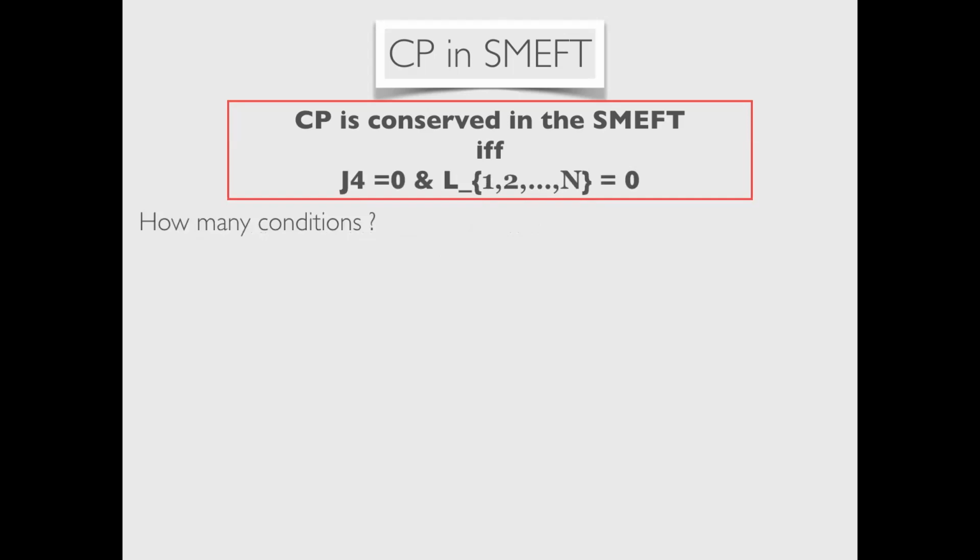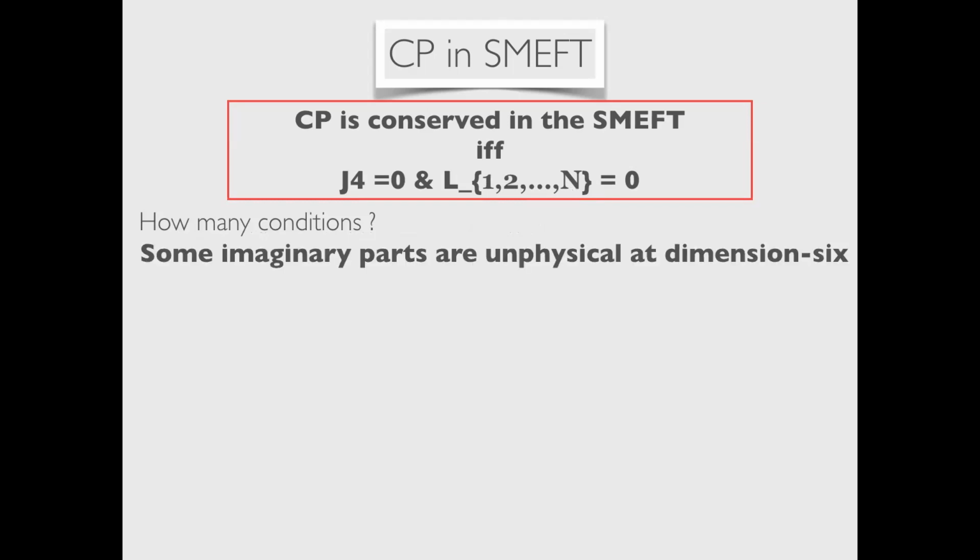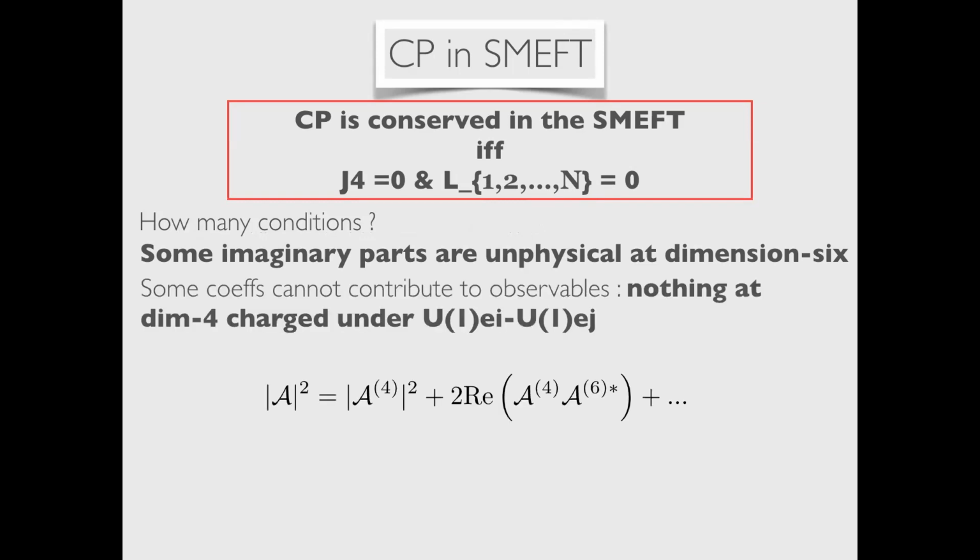So the first question is, how many conditions am I after? How many conditions are sufficient for CP to be conserved? The naive expectation would be to take all these imaginary parameters that I flashed in the usual tables that classify SMEFT operators. But actually one can see that some imaginary parts are unphysical at dimension 6, although they are encoded in these dimension 6 operators. And the reason is that some of them change under phase redefinitions of the leptons.